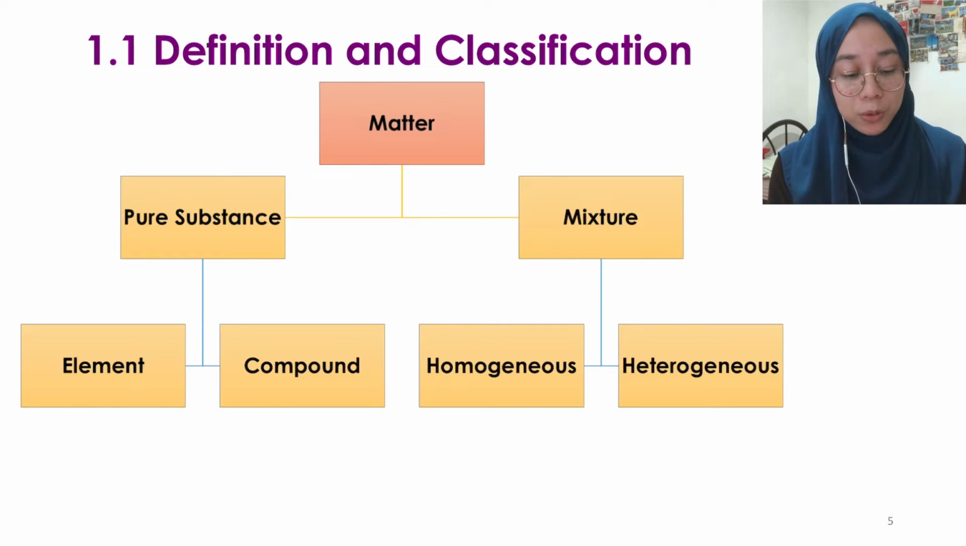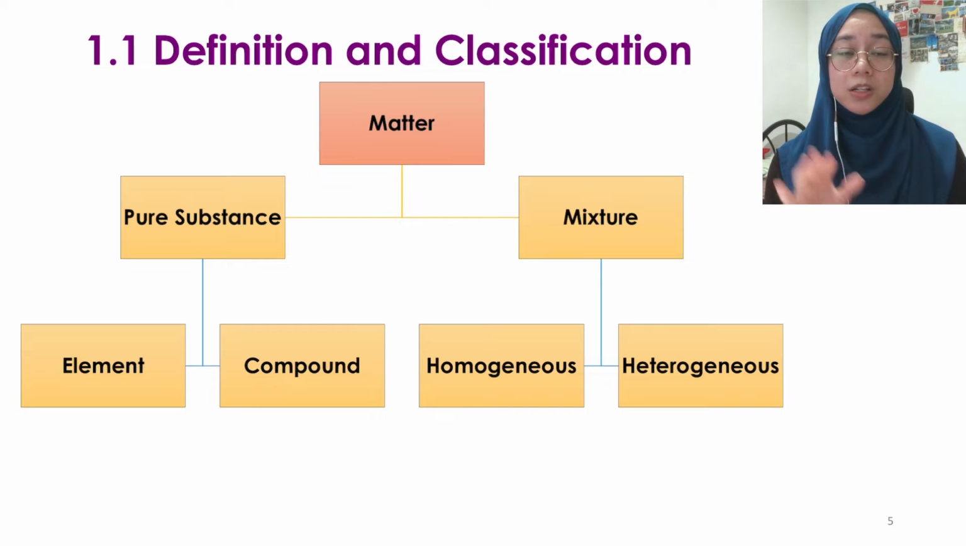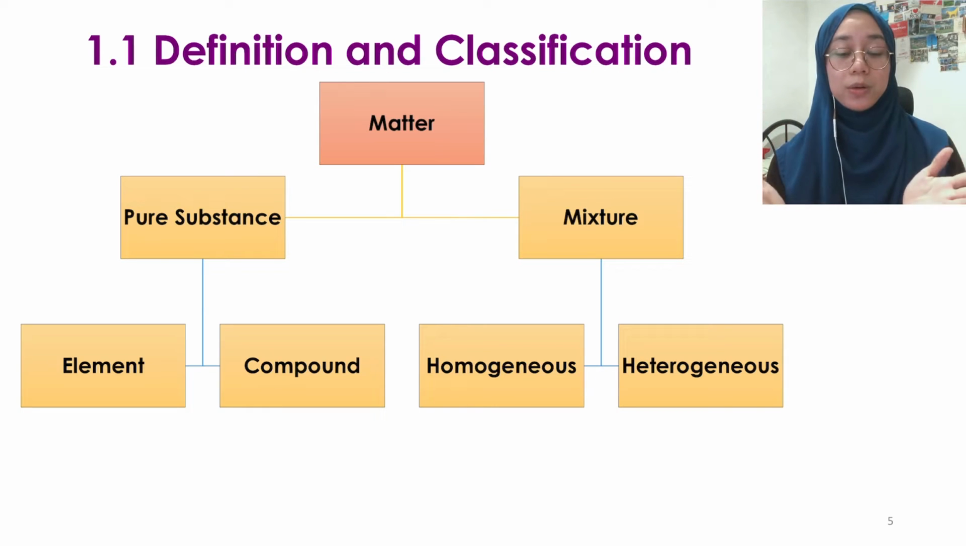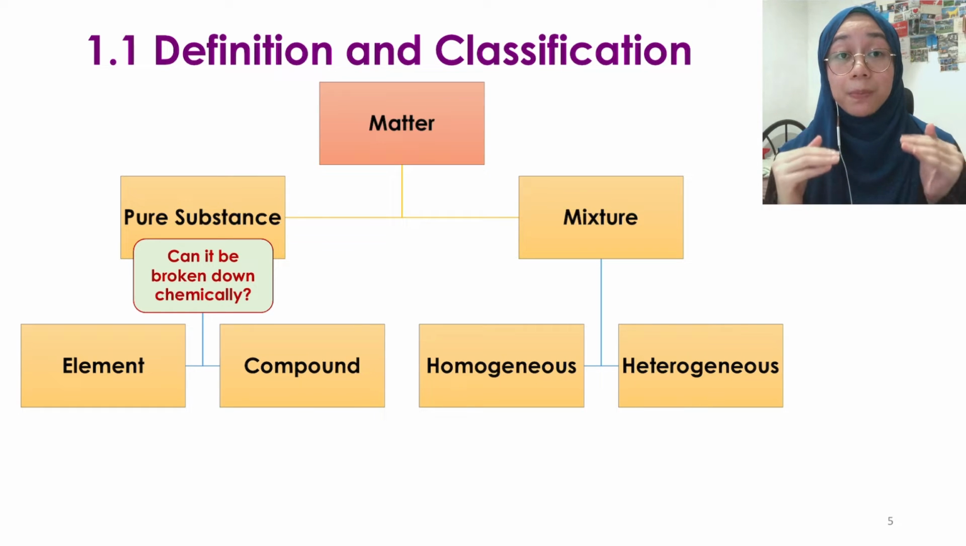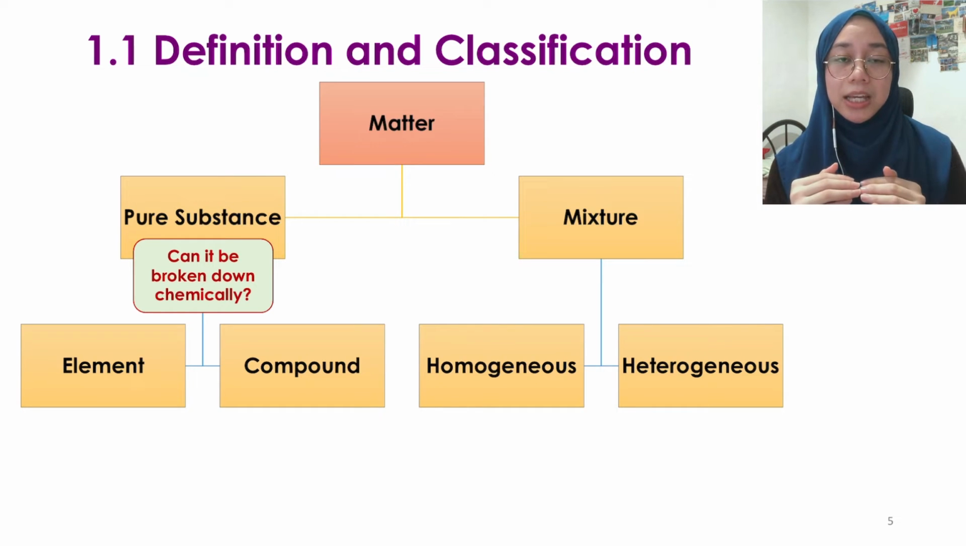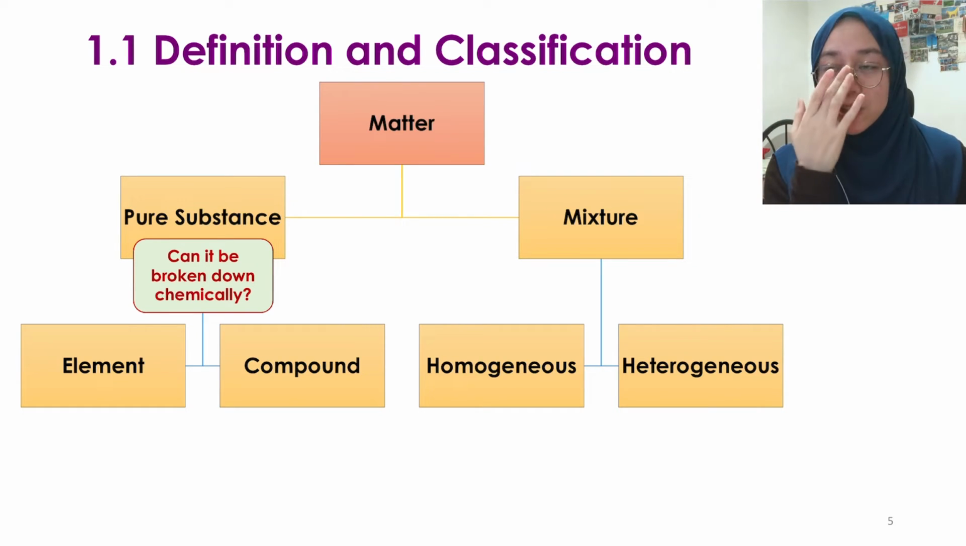Okay, kita tengok dahulu elemen dengan compound. So how do we differentiate those two pula? So again, kita tanya soalan dekat diri kita. Okay, so can it be broken down chemically? Okay, so yang ni mungkin susah sikit untuk kita fikir. So ada satu lagi soalan yang boleh gantikan soalan ni.